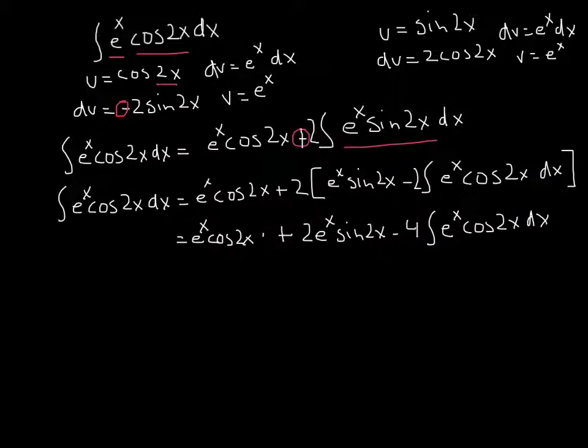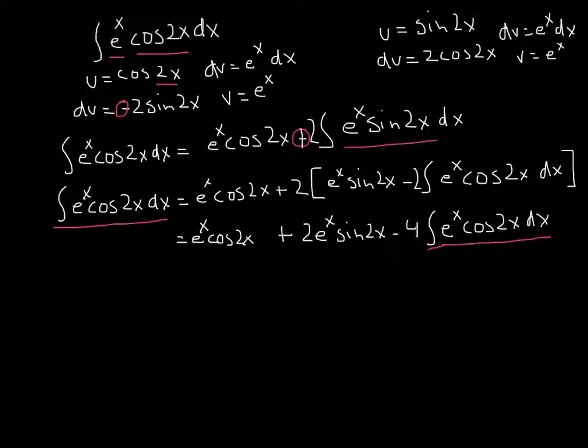Okay, and so we realize that this part here is actually the exact same integral as over here. And if you don't realize that, you're going to start to go around in circles and realize, wait a second, I'm trying to integrate e to the x cosine 2x dx, and I have the exact same integral over here on the other side. So what do you need to do?